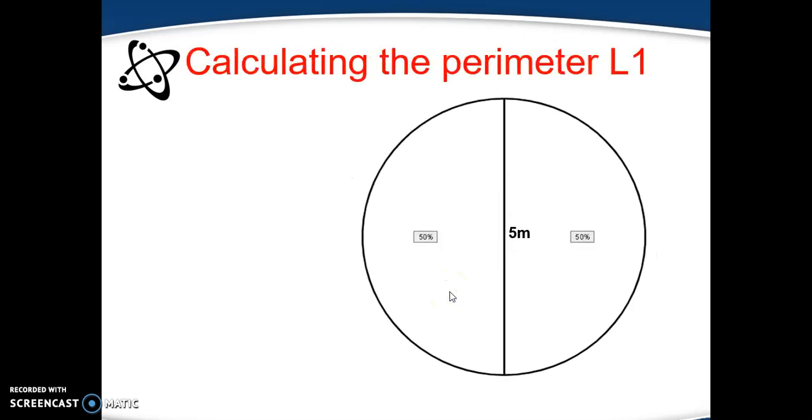You simply divide it by 2. Let's look at calculating the perimeter. We're going to look at perimeter, area and volume of a circle now. So let's look at calculating the perimeter. And this is done at level 1.